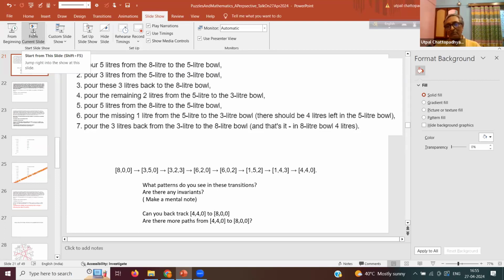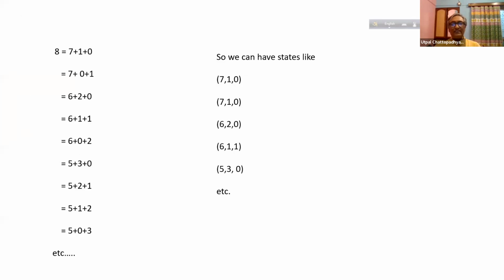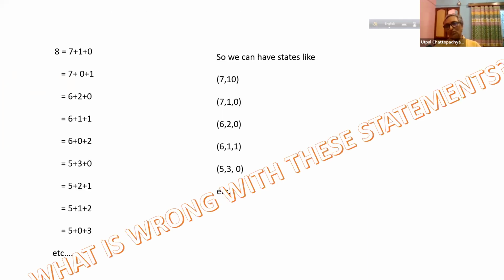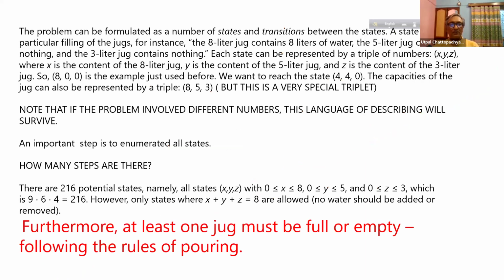So the rules of the game are such that you cannot have a state like 611. 611 means that you stop pouring even though you could continue to pour. You violated the rules, right? Okay? So this is a very important observation, which I have written down here.